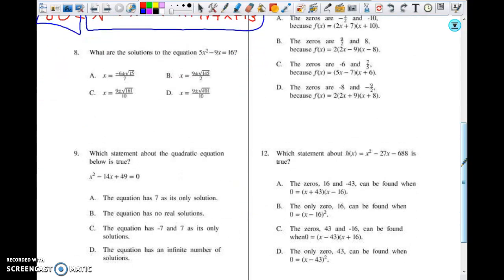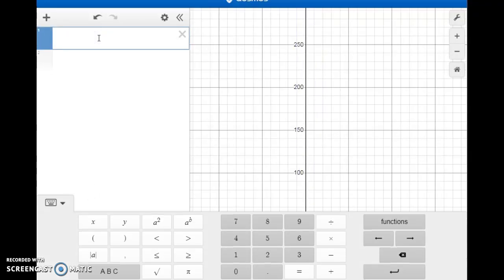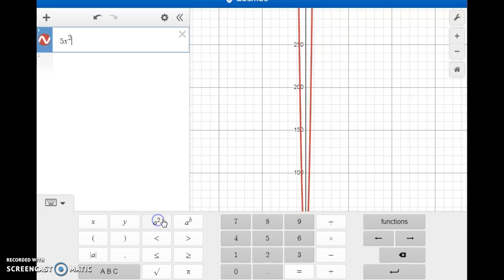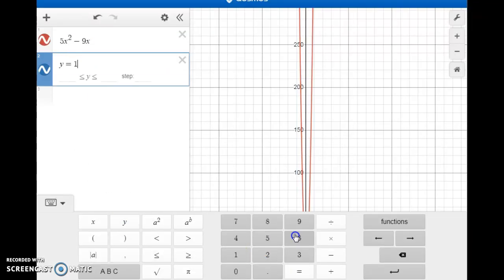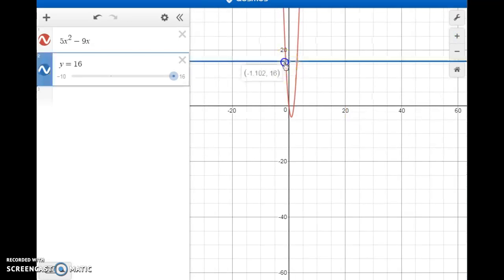This is number 8, the one that I think all of you will get confused on because of your answer choices. So obviously your solutions are not going to be pretty numbers. So I'll do this one for you. So we're going to plug this in. One side and my second side, so 5x squared minus 9x. And then my other side is y equals 16. I'm looking for where they cross. Boom and boom. So clearly those are really ugly decimals, right?